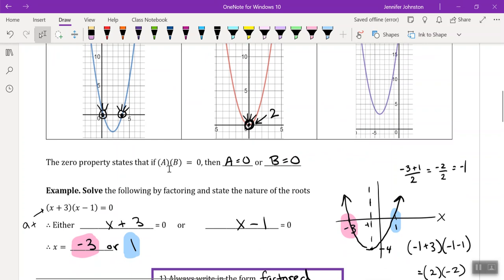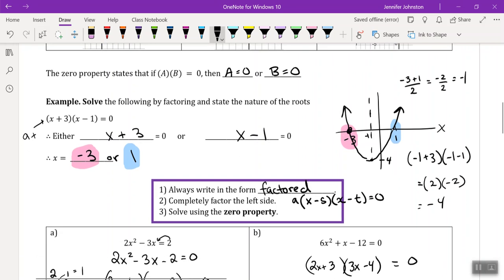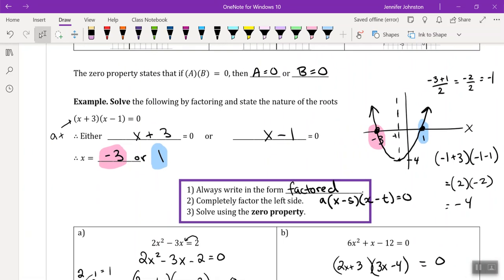We talked about the zero property: a times b is equal to 0, therefore a is equal to 0 or b equals 0. We solved for the nature of the roots. That means just state whether it's 2 distinct, 2 equal, or 2 complex roots. We solved by factoring first, so it's already been factored for us, and we're just looking at the 2 different factors and making them equal to 0. Here we get 2 values, so this is 2 distinct real roots. Negative 3 and 1 are not identical, and there's no i, so yes, it's 2 distinct real roots. And we can see they're going in 2 different places.